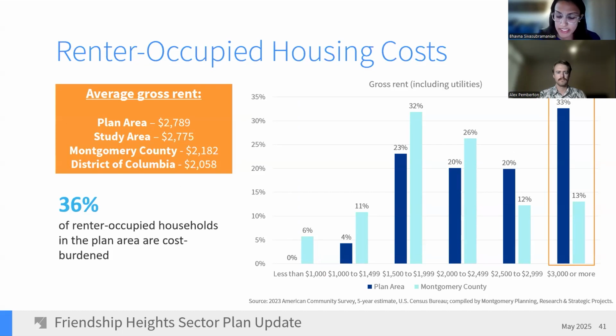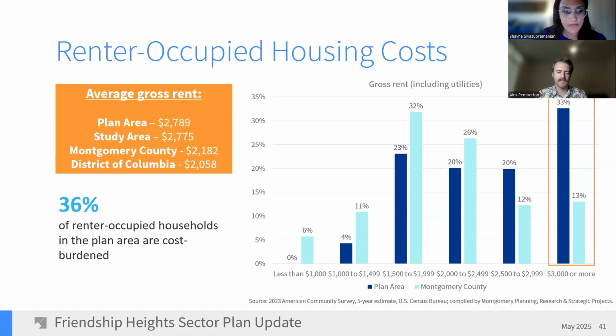And renter cost burden is unsurprisingly higher in all these geographies relative to owner-occupied cost burden rates. So 36% of renter-occupied households in the plan area are cost burdened. This is lower than the county rate of 52%, and this could be related to the high household incomes in the plan area that we saw earlier. And I'll now pass it on to Alex to continue talking about housing and economic conditions.